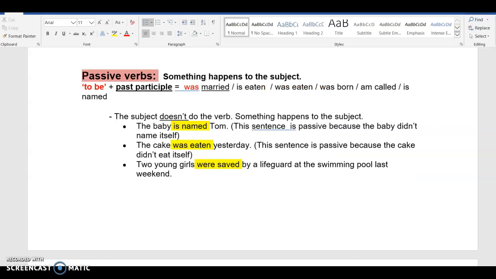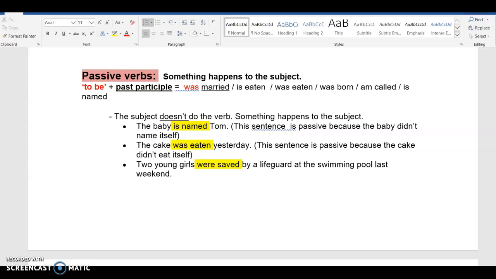So how do we make the passive verb? Remember, passive verbs, something happens to the subject. We form the passive with the to be verb plus the past participle. For example, was married, is eaten, was eaten, was born, am called, is named. Okay? So the subject doesn't do the verb. Something happens to the subject.